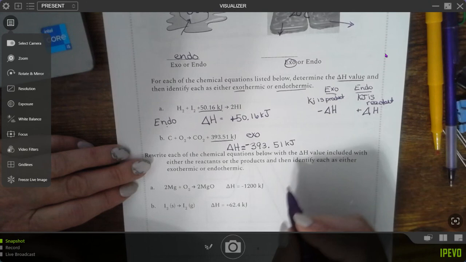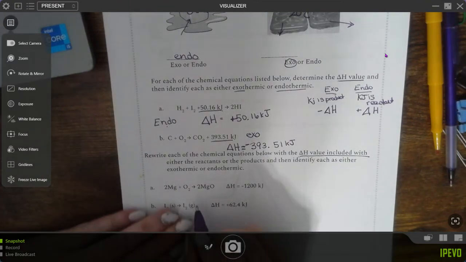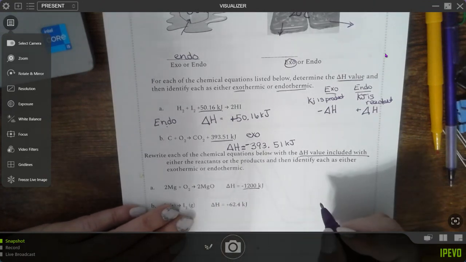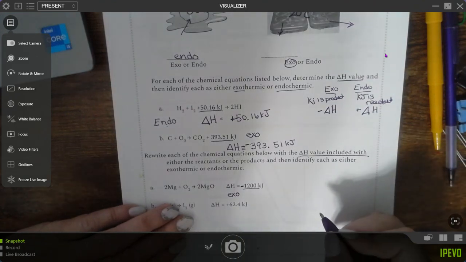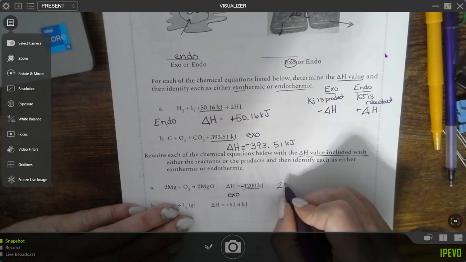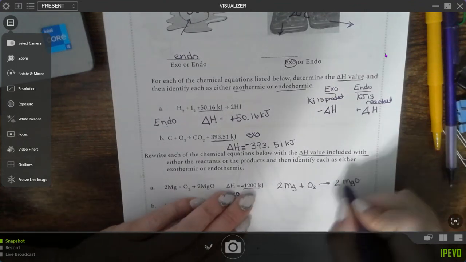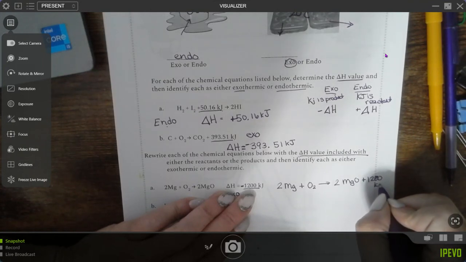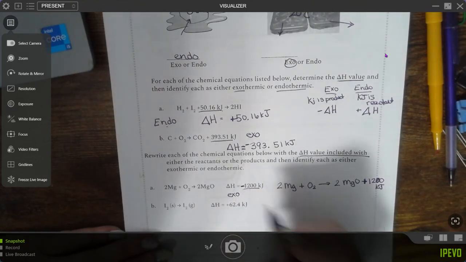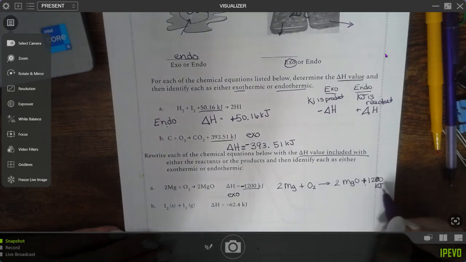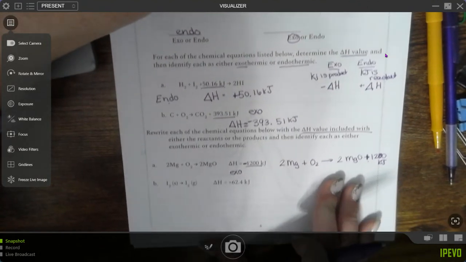Second, rewrite each of the chemical equations below with the delta H value included with either the reactants or products. Basically, this is asking us to rewrite this equation and put the energy in on the right side. Since we have a negative delta H, that tells us this reaction is an exothermic process. So when I write my thermochemical equation, I'm going to include the energy on the right side. Now notice something. When I put this energy into my reaction, even though it's a negative value, it goes in as plus 1200 kilojoules. The fact that it's in the product is what tells us that this is exothermic and that it would be a negative delta H.